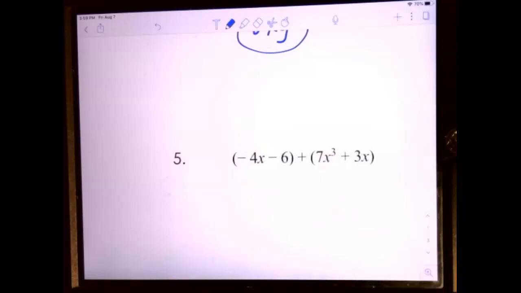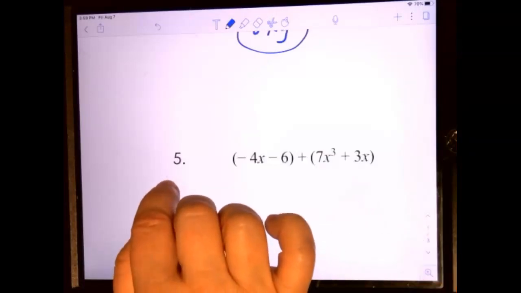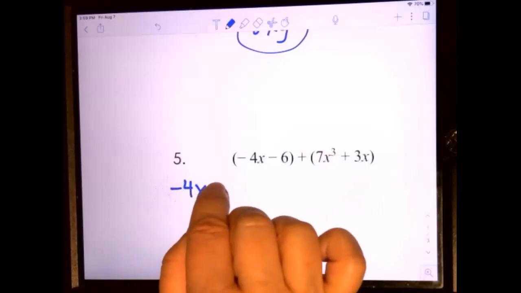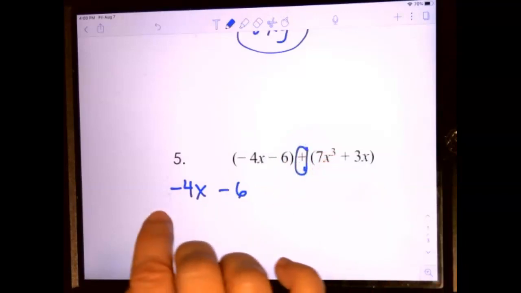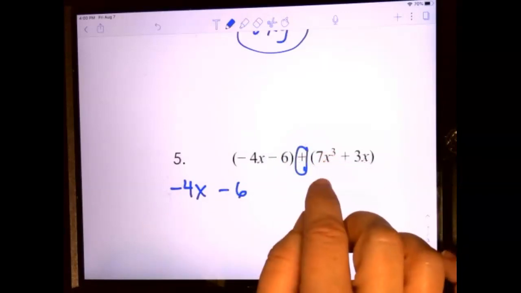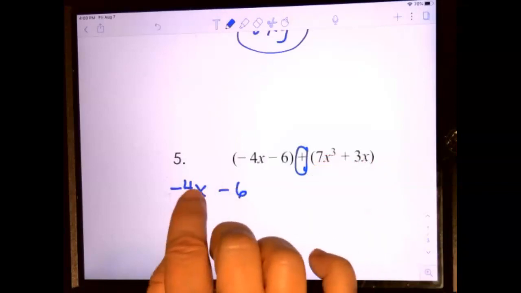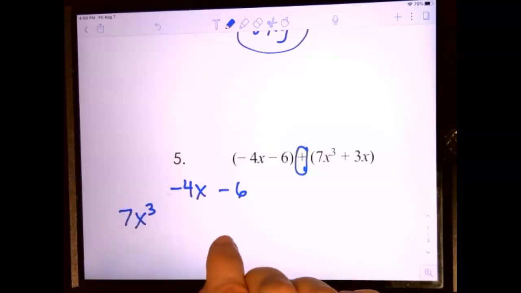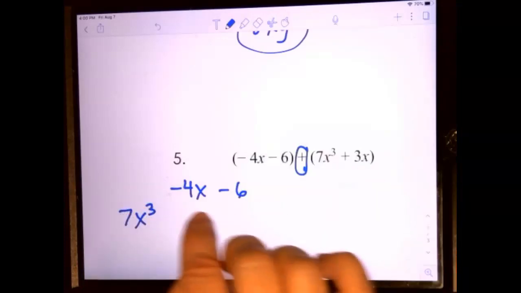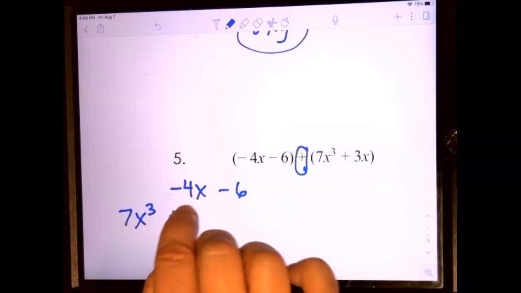One more. Should we try this one with the algebra tiles? Okay. Well, I tell you what, let's do it the other way first and then do it with algebra tiles to make sure we're right. So I have minus 4x minus 6. And then this is plus, so I don't have to do anything different over here. So 7x cubed. Oh, I don't have an x cubed. Let me write that over here. Okay, plus 3x. I do have an x, so I can write it below that.